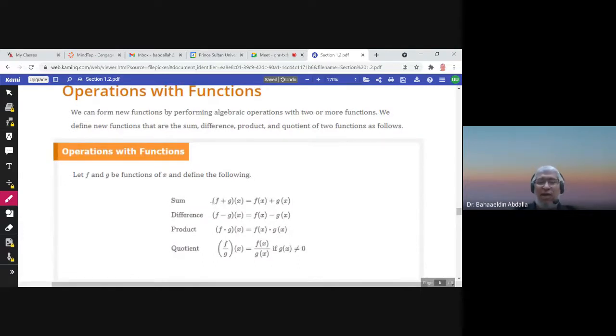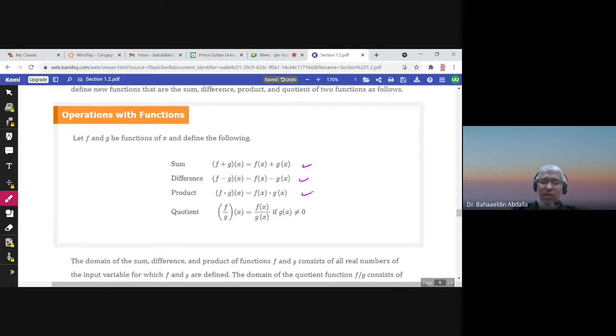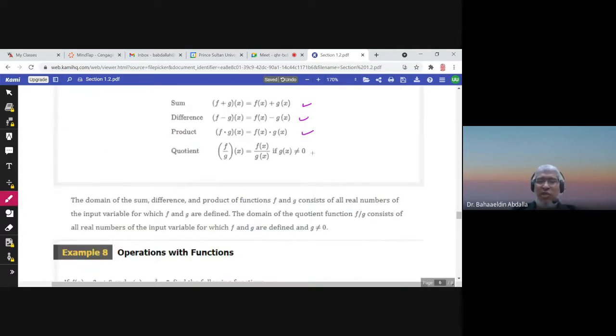Operations with functions. We can define the sum of two functions like this: f plus g of x equals f of x plus g of x. Also difference, also product or multiplication, and also division. But here notice we cannot accept that g of x is 0, so g of x shouldn't be 0.